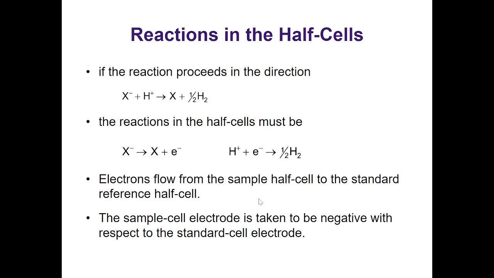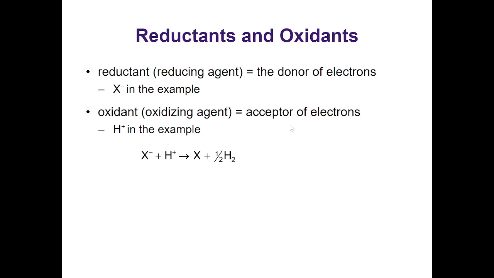So the electrons are going to flow from the sample half cell to the standard reference half cell, and that's that electron transfer happening. Now remember, in our cases, we don't have a wire. What do we have? We have NADH and FADH2, don't we? Those are our, at least part of our wires, quote unquote. So the sample cell electrode is going to be taken to be negative with respect to the standard cell electrode.